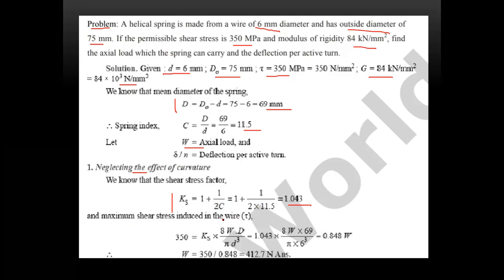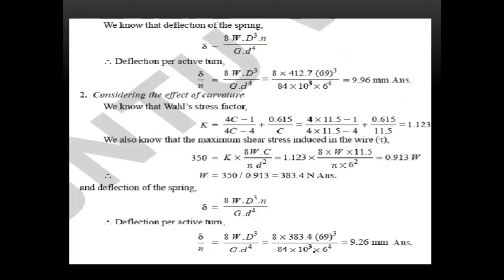Maximum shear stress induced in the wire tau is equal to 350. 350 is equal to Ks into 8WD by pi d cube. After substituting this, you get W equal to 350 divided by 0.848, which is this answer. Next, the deflection of the spring is 8W D cube into N by G into d4. Substituting like this, you get the answer.